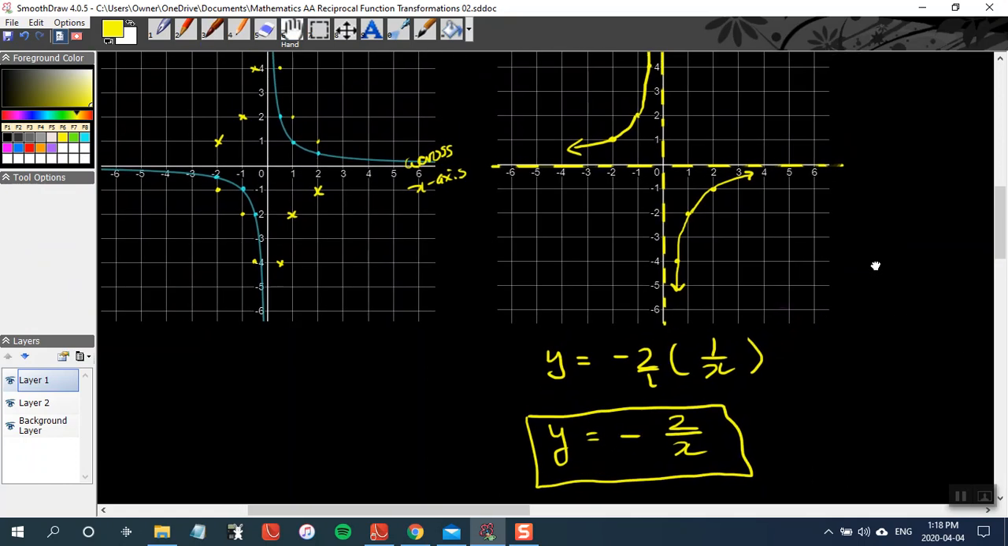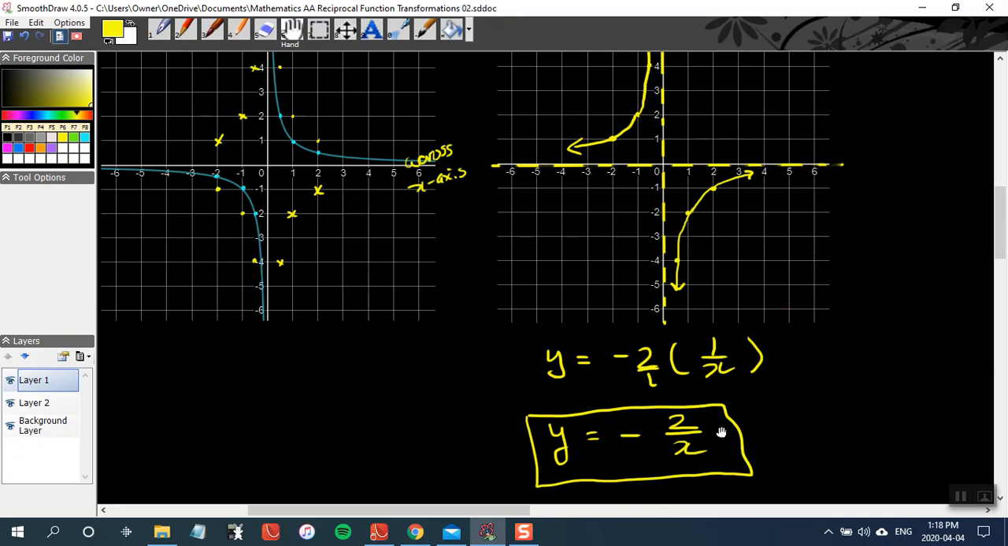of our new function. And keep in mind, if you don't see any translations, you know where your asymptotes are as well. So you can try doing that on your graphing calculator if you're having some problems, and I showed you how to do that in the last video.